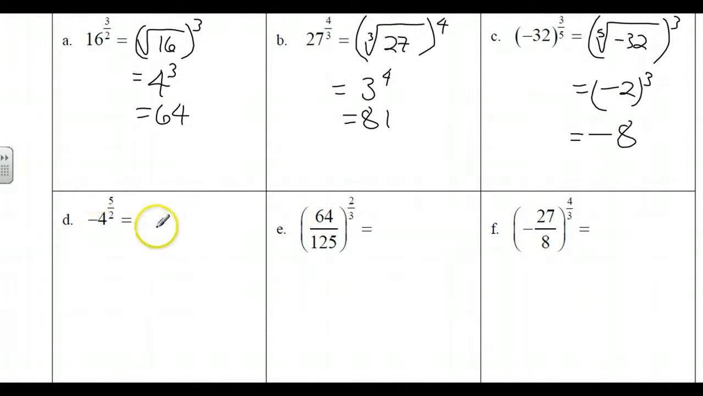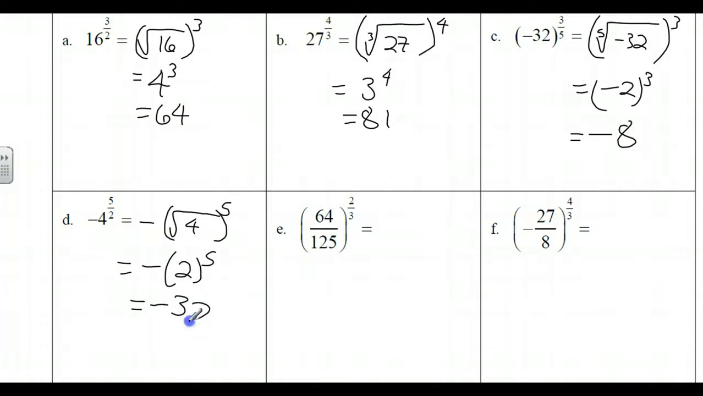Slide this up. So this is the negative of, right? It's the negative of the square root of 4 raised to the power 5, right? We're going to do this first and then multiply by -1 in essence, or just take the negative of that. So it's the negative of 2 to the 5th, which is -32.